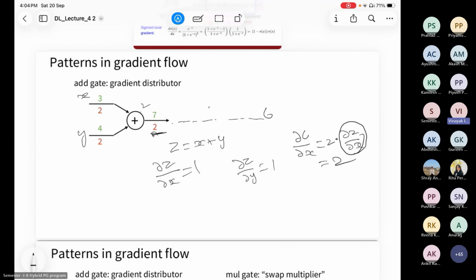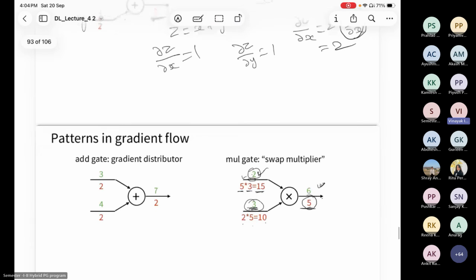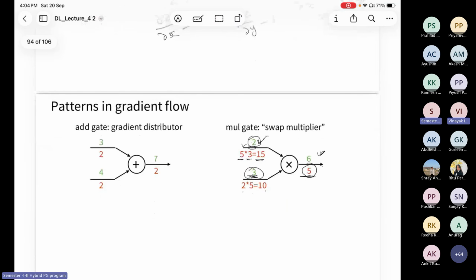Yes, sir, now I got it. Similarly, it was for multiplication, right? Multiplication also, yes. For the local gradient, the values get exchanged, and then you multiply by the upstream gradient. That is your total gradient. You can see here in the first case, 5 into 3, so 3 is coming from here. In this case, 2 is coming here.